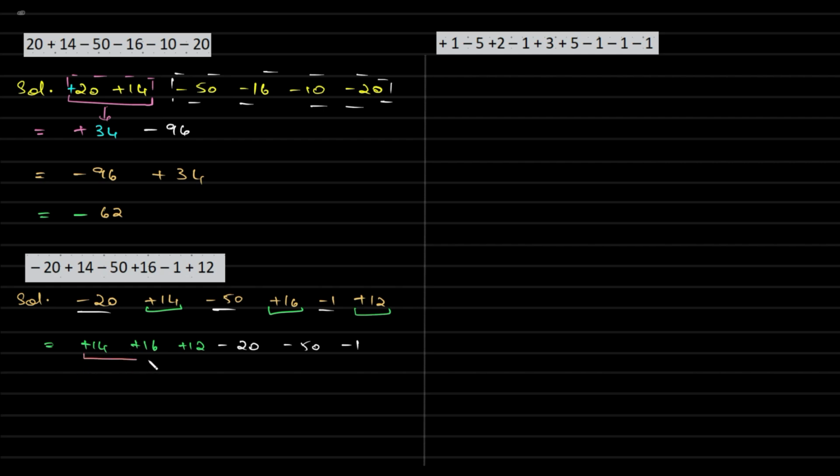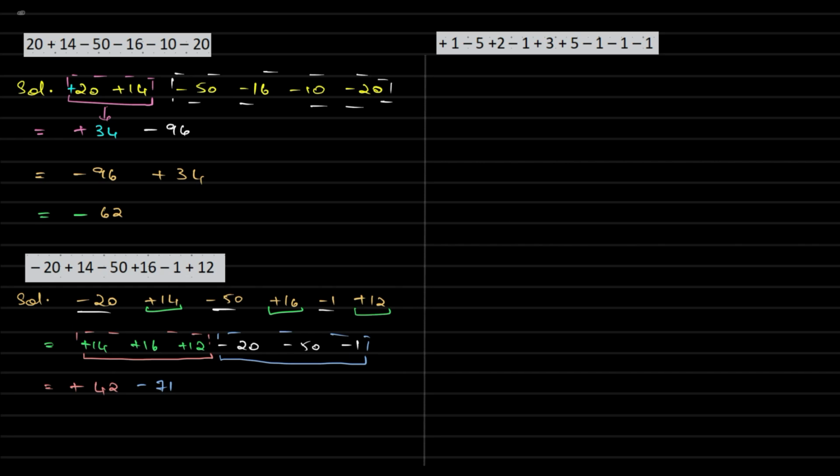So what should you do? Group the terms. Let me group the positive first. All the positive numbers are being added, so you get a positive answer because all of these are positive. 14 plus 16 is 30, 30 plus 12 is 42. Next, group the negative terms. When you add the negative terms, you'll get a negative answer. So we have 20, 50, 70, 71.